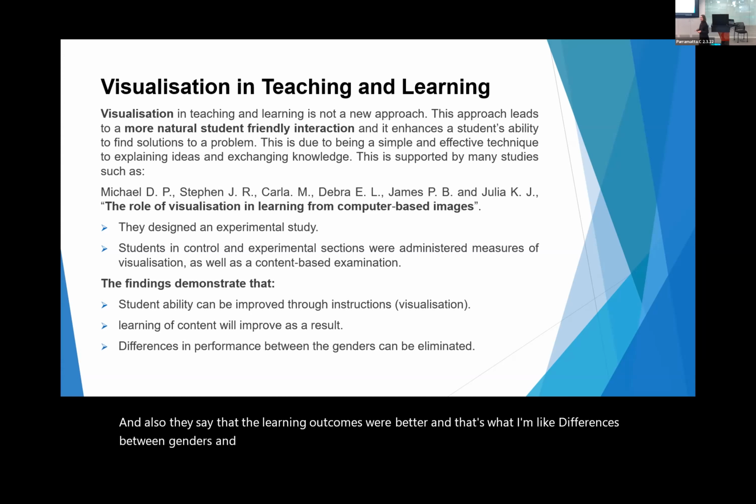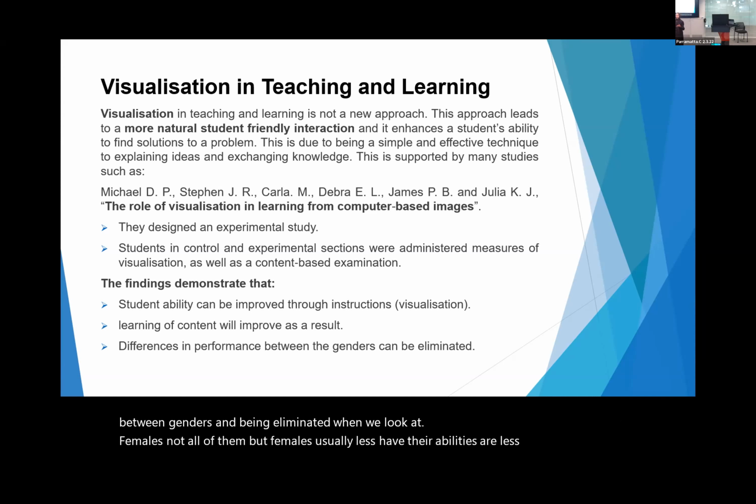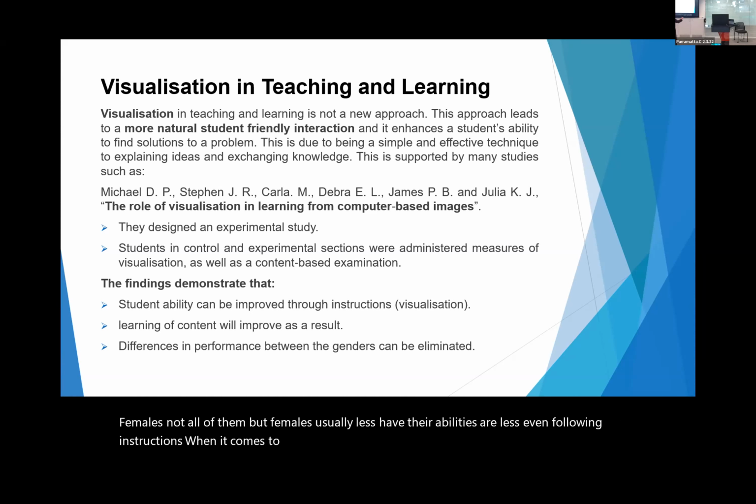You know, when we look at geographical data like maps and instructions, females, not all of them, but females usually have less ability in following instructions when it comes to maps and stuff like that. This has been experimented on something like that. And it says that gender inequality can be eliminated, which is great. So that's one less problem for us.